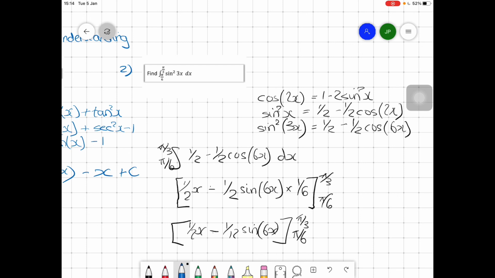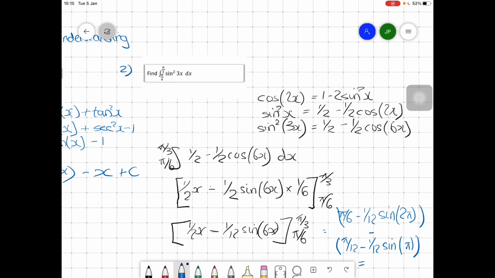Now, all I need to do is substitute in and find my answer. So, substituting pi over 3 in gives me pi over 6 minus a 12th lots of sine 2 pi. And again, subtract. I always want to put the second part in brackets. If I'm honest, you can put the first part and second part in brackets because the double negative is going to make a big difference. When we substitute pi over 6 in, we end up with pi over 12 minus a 12th sine of pi.